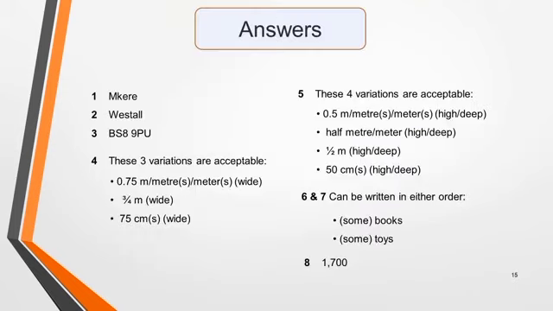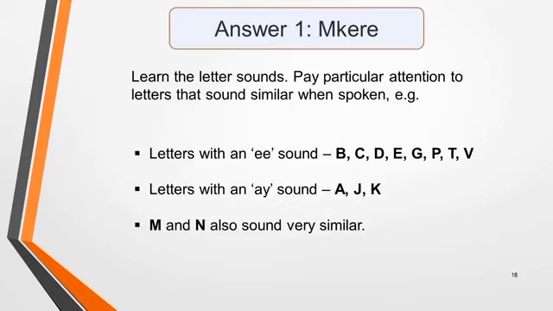How did you get on? Here are the correct answers. The words in brackets are optional. They're correct but not necessary. Pause the video while you check these answers against your own. Then we'll go through them one at a time. Answer 1 is a surname, Mkere.